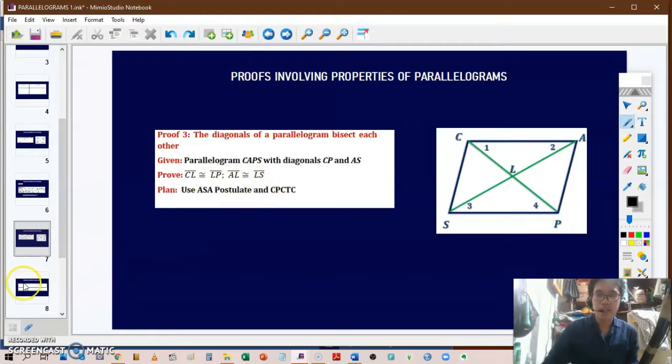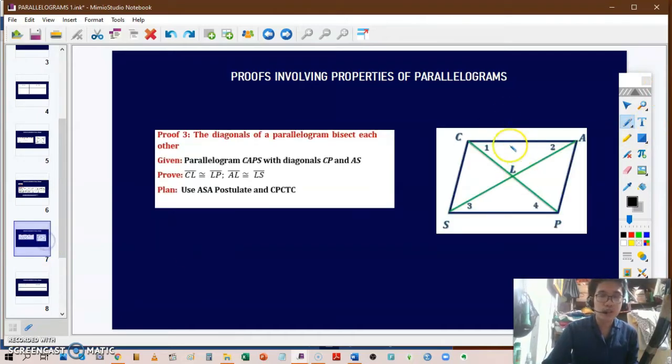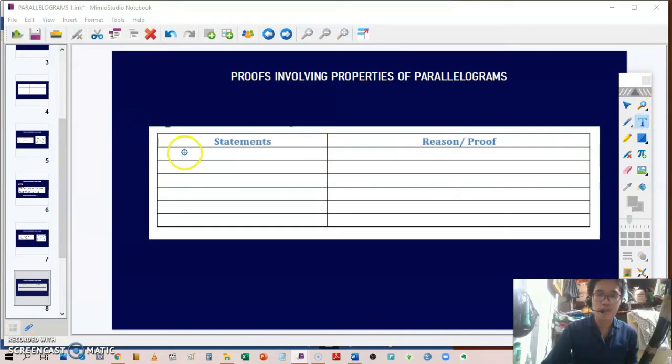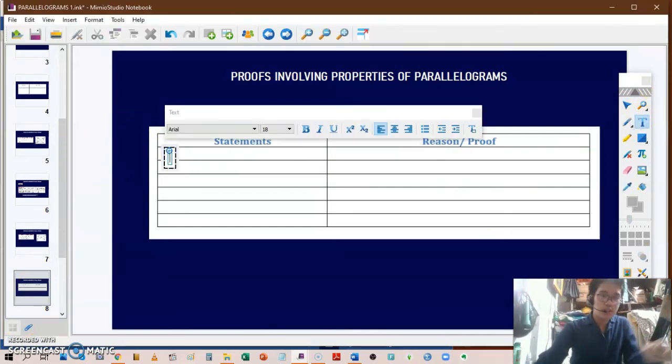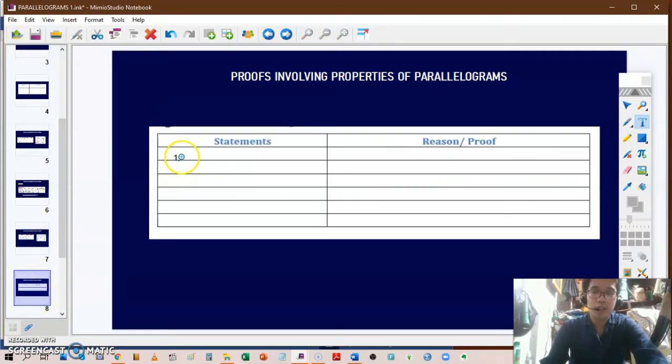So our main plan here, guys, is we can use the ASA, or the angle-side-angle triangle congruence postulate, and after proving that the two triangles are congruent, we can then go ahead and use CPCTC, or the corresponding parts of congruent triangles are congruent. So as with all proofs, let's start with a given. So number one, we have here parallelogram CAPS with diagonals CP and AS.